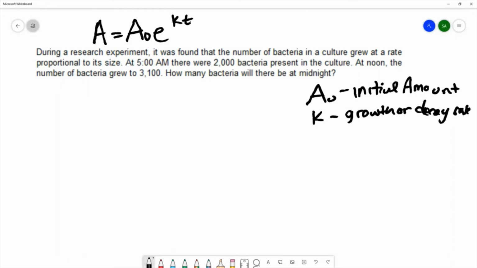And in this example, our bacteria culture starts at 2,000 and grew to 3,100. So this one is going to be a growth rate. And whenever it's a growth rate, K will come out to be positive. And then T stands for time. And A, this is going to be your amount after time.